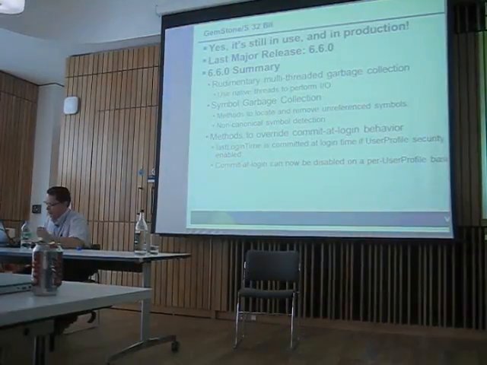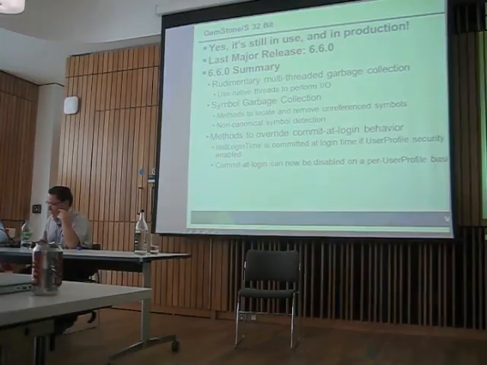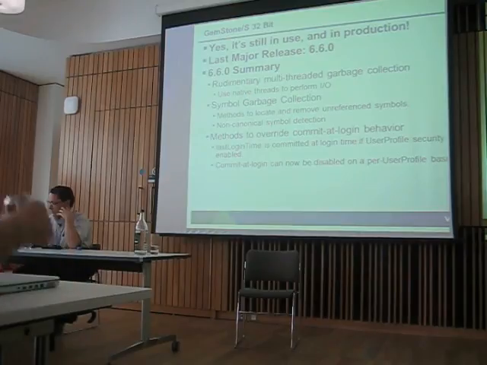The GC in 64-bit basically just delegates some of the IO operations to threads, but it should provide a good performance improvement for very large repositories. Also, automatic garbage collection of symbols. You have a large database, symbols hang around forever, whether or not they're referenced.